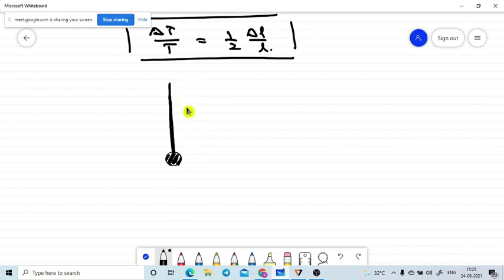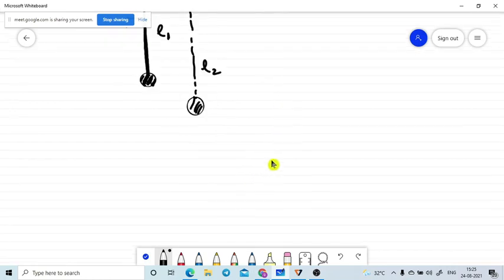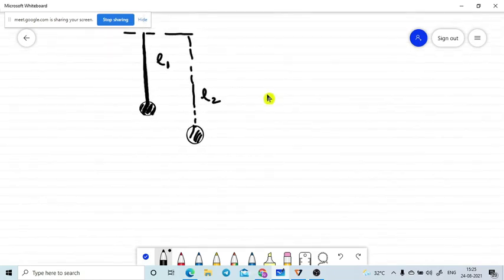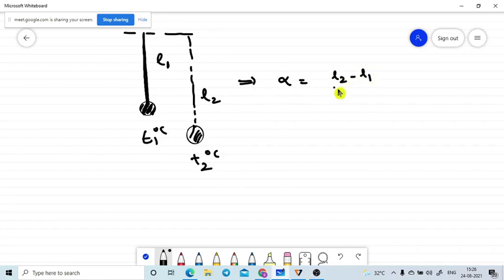So when the temperature rises, the initial length L1, after the temperature rises, the length of the pendulum must increase. It becomes length L2. If you want to find the coefficient of linear expansion, temperature t1 and temperature t2, in degrees Celsius or Kelvin, the general formula is alpha equal to L2 minus L1 divided by L1 into t2 minus t1.